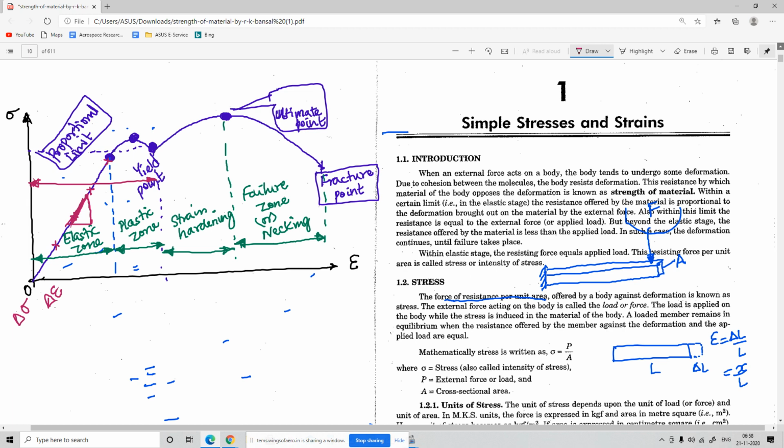From this point to this point, yield stress. Instead of giving the value, they can give you the graphical representation, so you should be able to find the points. This is the yield strength and this is the ultimate strength, right? So what is the factor of safety? Factor of safety is ultimate strength by the yield strength, right?